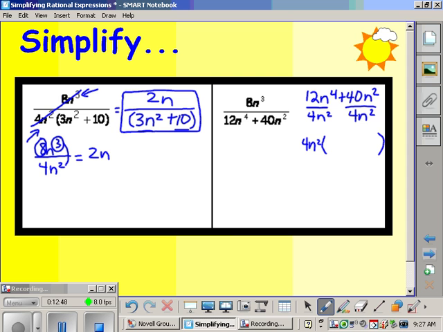So going back to the first terms, 12 divided by 4 is 3. Then we'll subtract the exponents of the n's, and that will be n squared. We will then divide the 40 and the 4 and get 10, and the n squareds will cancel. So the denominator is going to simplify. I'm going to keep the 8n cubed on top, and then I'm going to move the factored form of the binomial to the denominator.